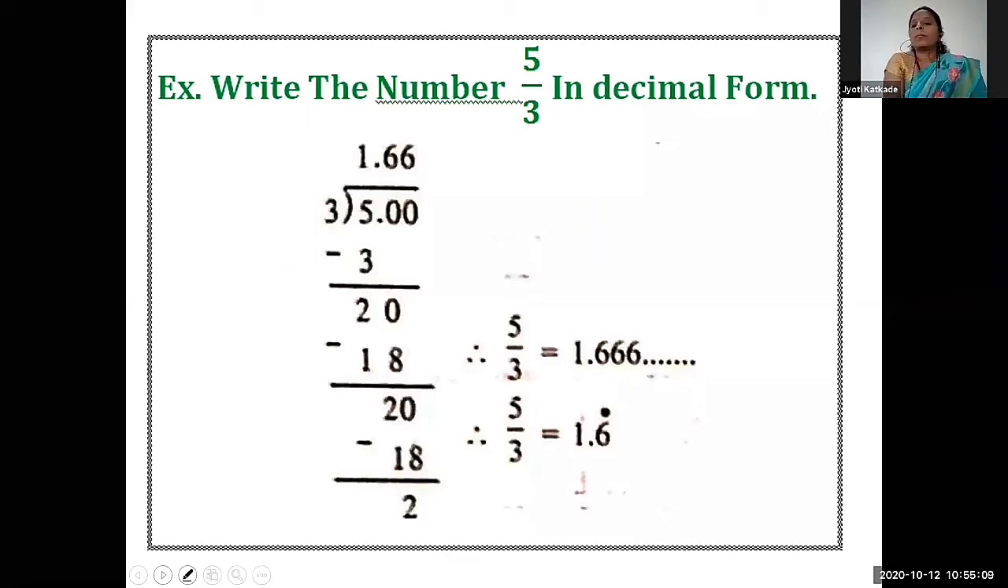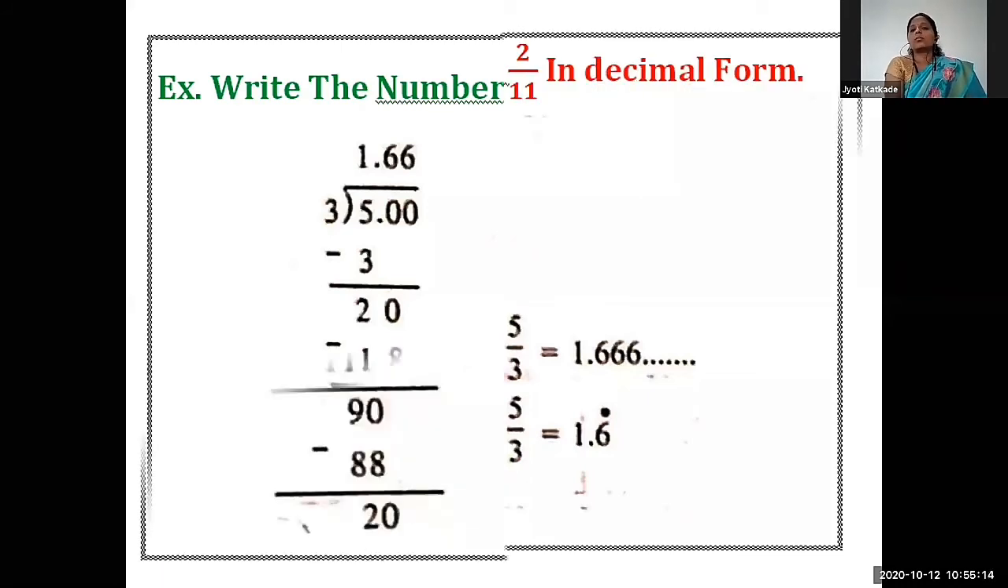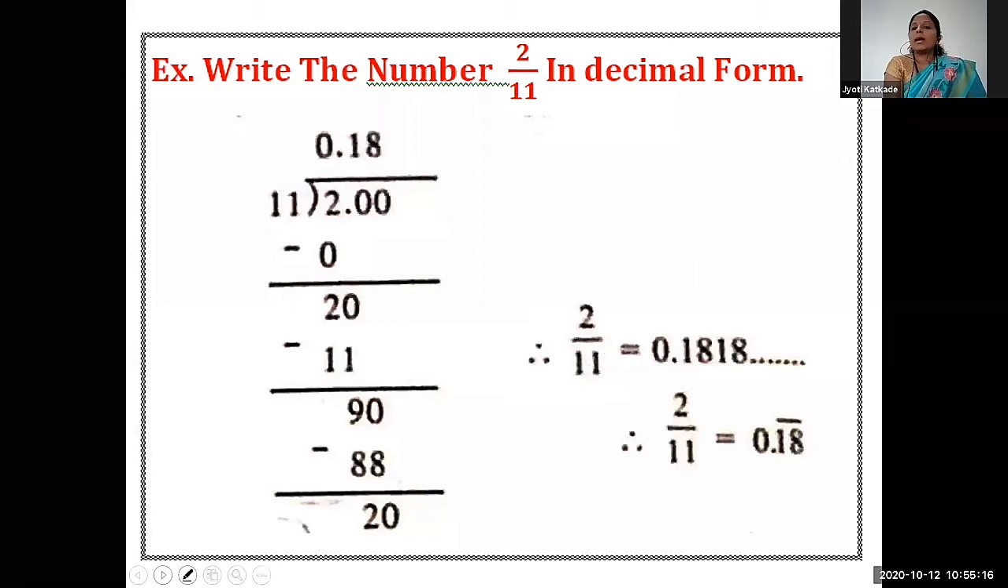Now see the next example, that is a recurring form example. See the next example. Write the number 2 upon 11 in decimal form.